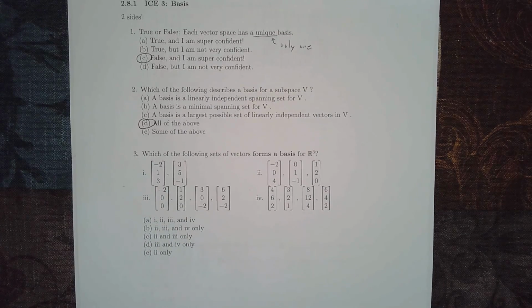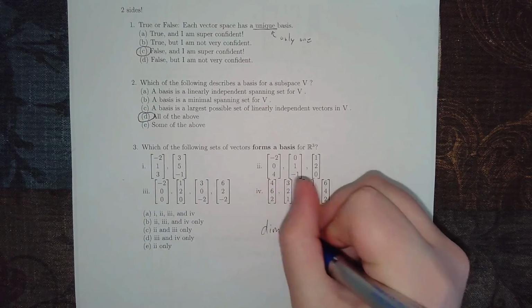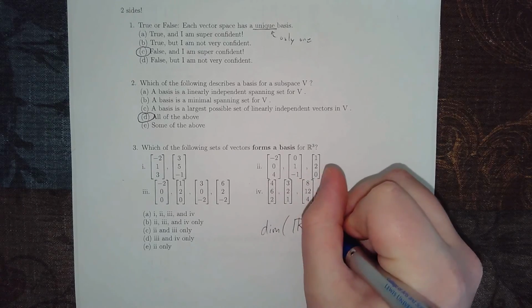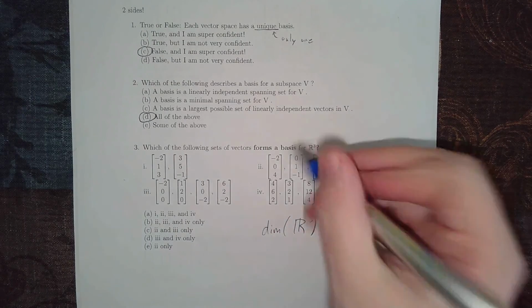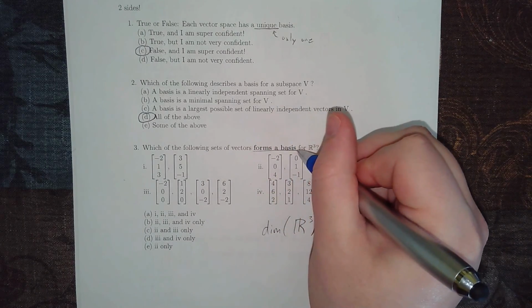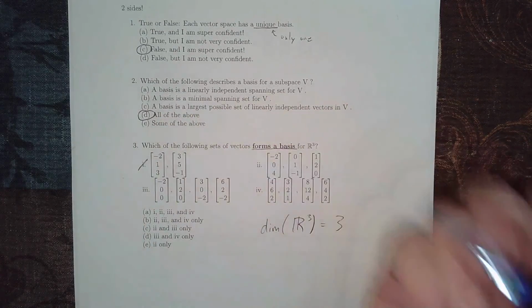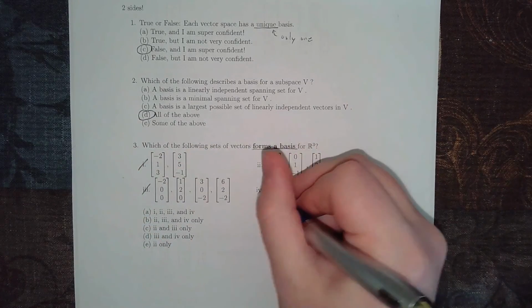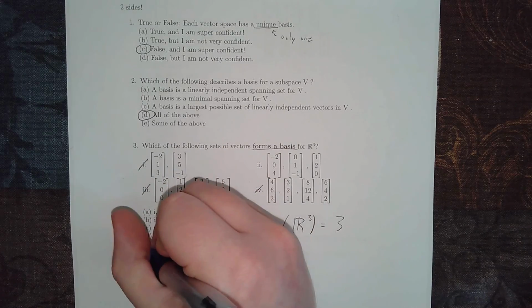Alright, so let's take a look at 3. Question 3 says, which of the following sets of vectors forms a basis for R3? You can manually check each of these to figure it out, but let's do a quick dimension check. Remember, the dimension of R3, and we should know this from the notes, is 3. So that means any of these sets that doesn't have 3 vectors cannot form a basis. Basis means that we have to have a specific number of elements, so it can't be 1, it can't be 3, and it can't be 4. So just by process of elimination, it's going to be E.